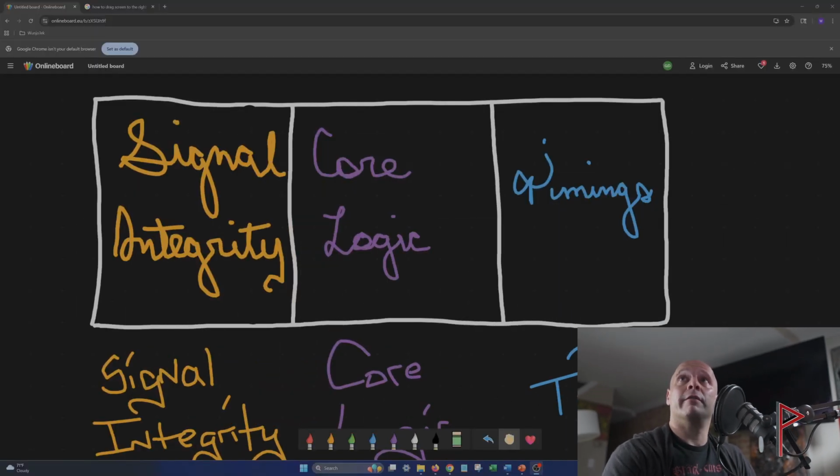Here are these 3 fault domains. That's what I call them. Signal integrity, core logic, timings. And when we talk about signal integrity, we mean what we say, the integrity of these signals as we go from one component to another across the system. Okay? The IMC has to communicate with the DRAM, and it does so through the traces on the motherboard. How clean that signal is has everything to do with the board.